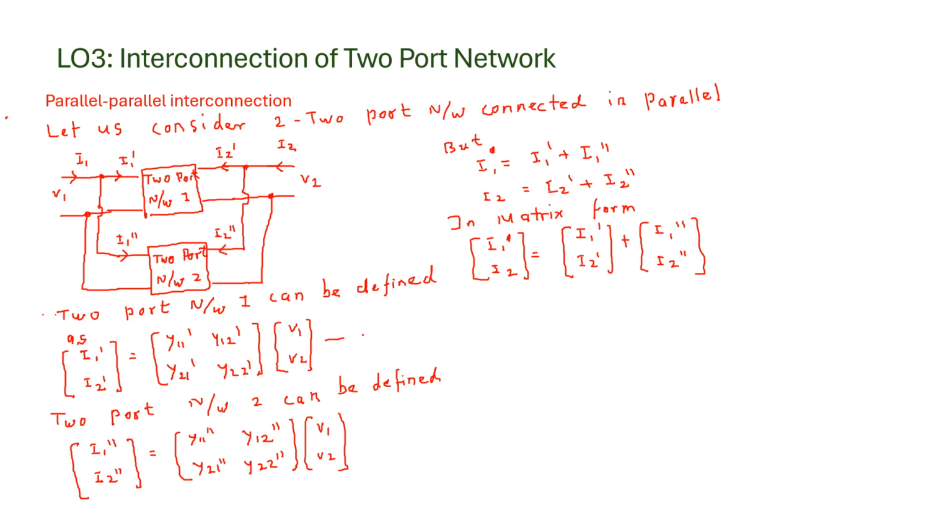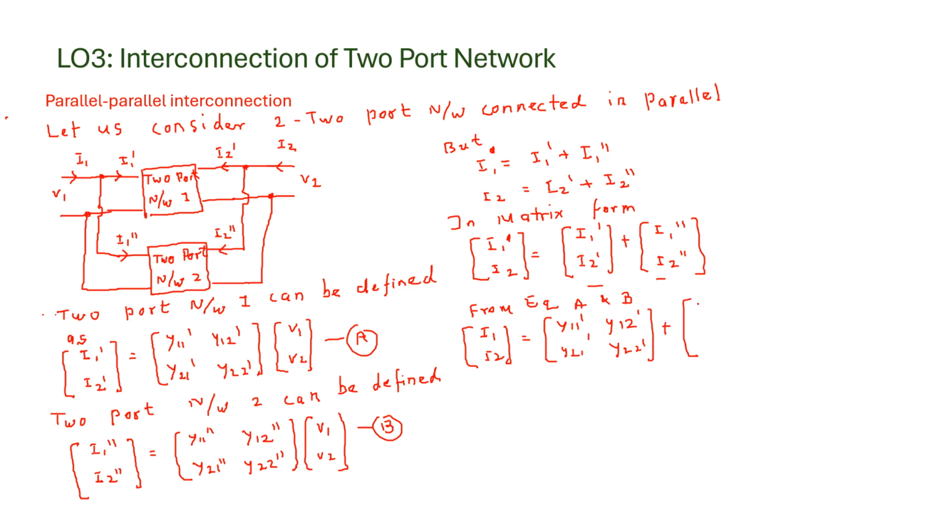Now let this equation be A and let this equation be B. Now substituting for this vector and this vector from equations A and B, we can write this matrix as I1, I2 is equal to Y11 dash, Y12 dash, Y21 dash, Y22 dash plus Y11 double dash, Y12 double dash, Y21 double dash, Y22 double dash, and what I have done, I have taken the common term, that is V1 and V2.